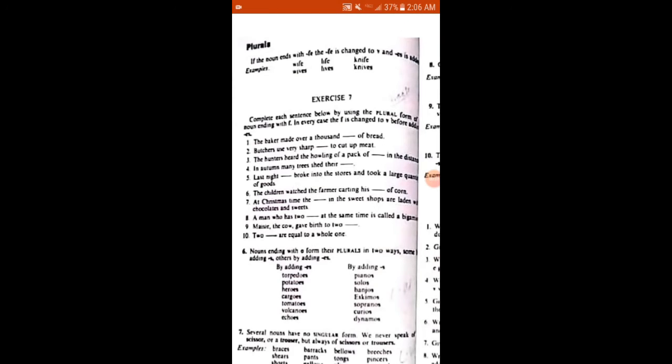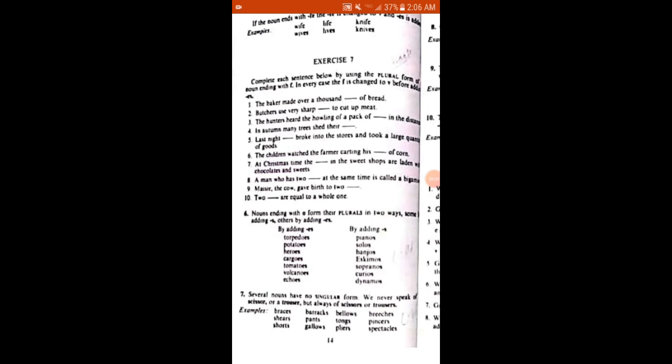After that, just come to the next rule, number 6. It is about O. Nouns ending with O form their plurals in 2 ways. There are 2 ways of forming plurals for nouns which are ending in the letter O. Two examples are given, by adding es or by adding s. Some plurals are formed by adding es and some plurals are formed by adding s. You can see in the examples, you have to learn these rules and these spellings as well.